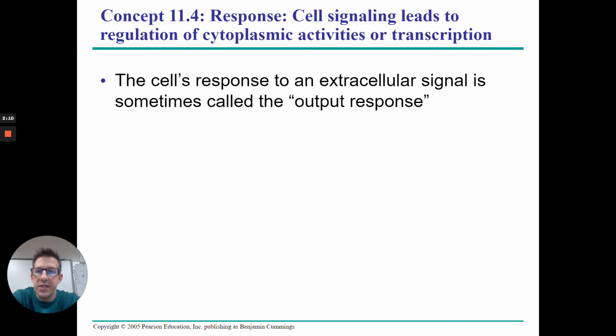So cell signaling leads to regulation of cytoplasmic activities or transcription. That is the main idea that I look to get across for this particular chapter, is the fact that when our cells receive a signal from an external source, we will usually have one of two general responses. It can be cytoplasmic, meaning this response happens in the cytoplasm, or it can be something that is nuclear, which happens inside of the nucleus, okay? And so this response is generically called the output response.